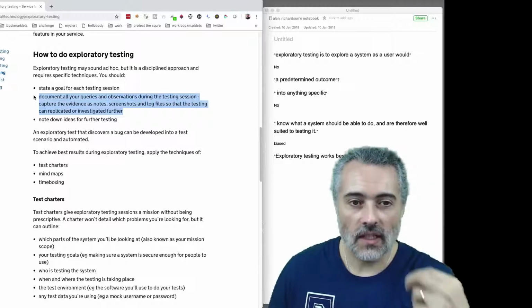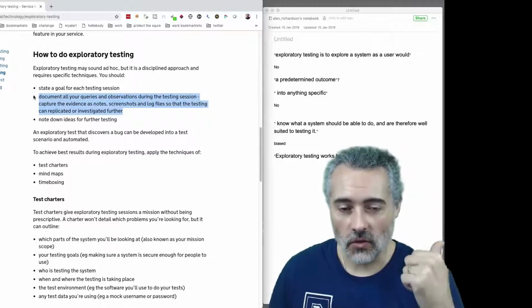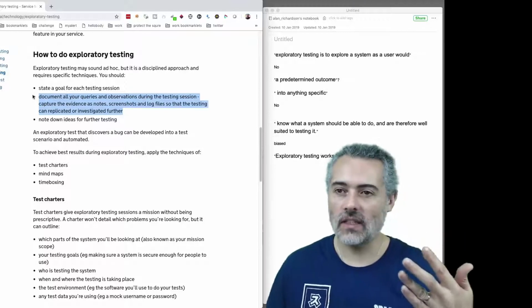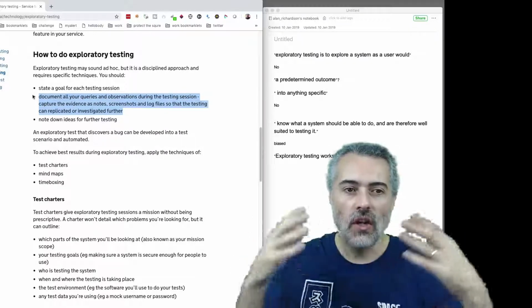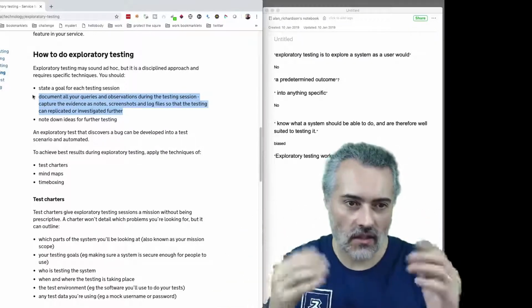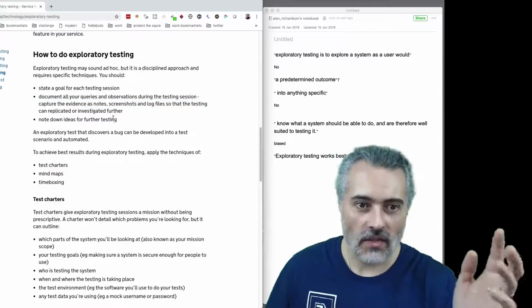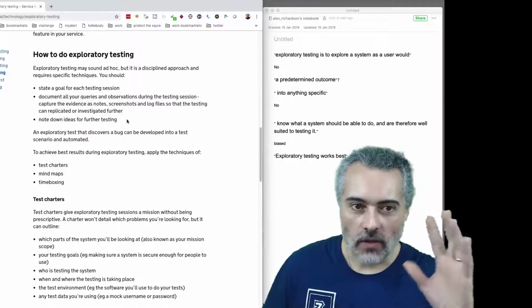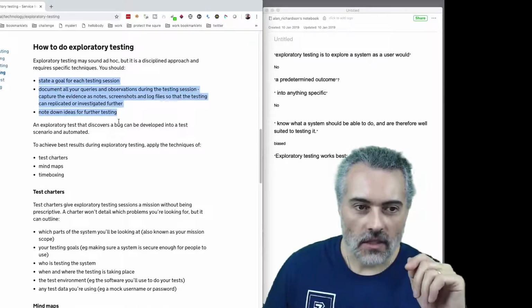When you do explorative testing, you should document it. Document your queries, your observations, your concerns, your risks, the defects that you find, anything that you want to do in the future, or your questions. That is a good thing. Note down ideas for further testing. Yep, that all seems good. So at this point, this seems useful.